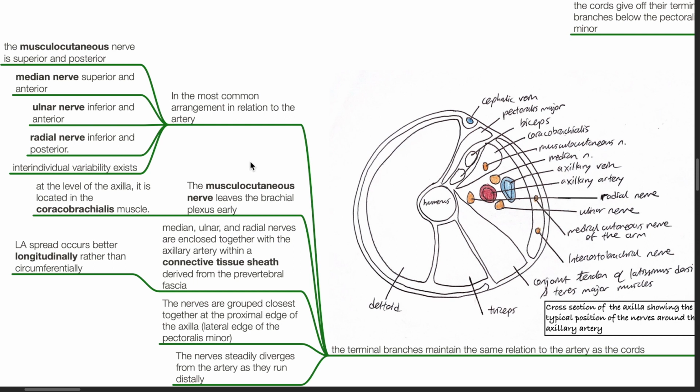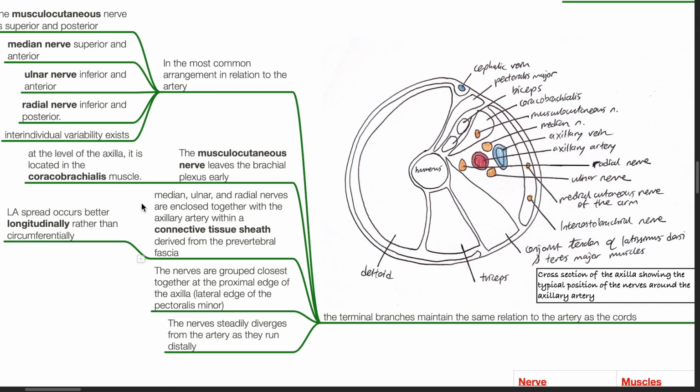The musculocutaneous nerve leaves the brachial plexus early, and at the level of the axilla, it is located in the coracobrachialis muscle. The median, ulnar, and radial nerves are enclosed together with the axillary artery within a connective tissue sheath derived from the prevertebral fascia. Local anesthetic spread occurs better longitudinally rather than circumferentially.